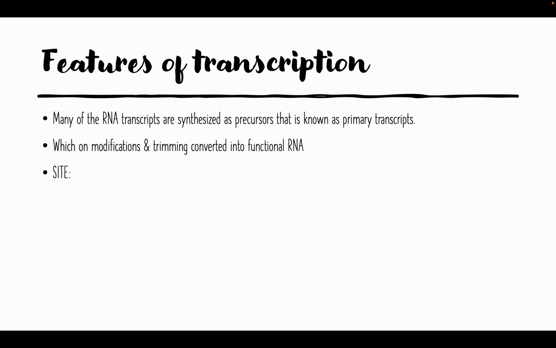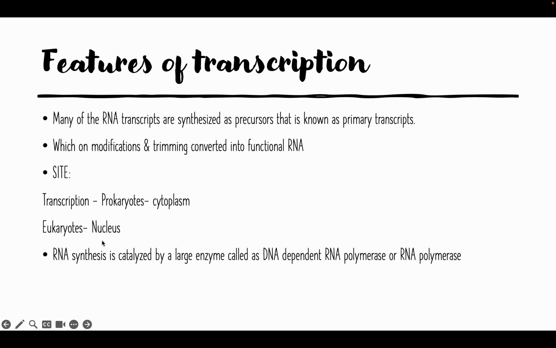So where does it occur? In prokaryotes, transcription mainly occurs in the cytoplasm, but in eukaryotes it occurs in different parts of the nucleus. And the RNA synthesis is mainly catalyzed by one large enzyme which is called the DNA-dependent RNA polymerase, or RNA polymerase, or RNAP.